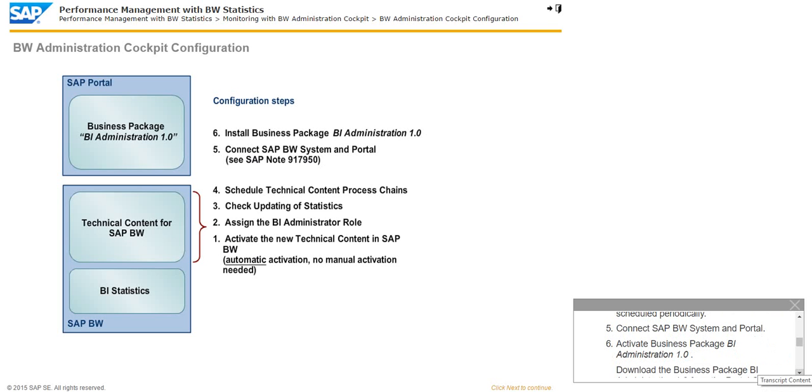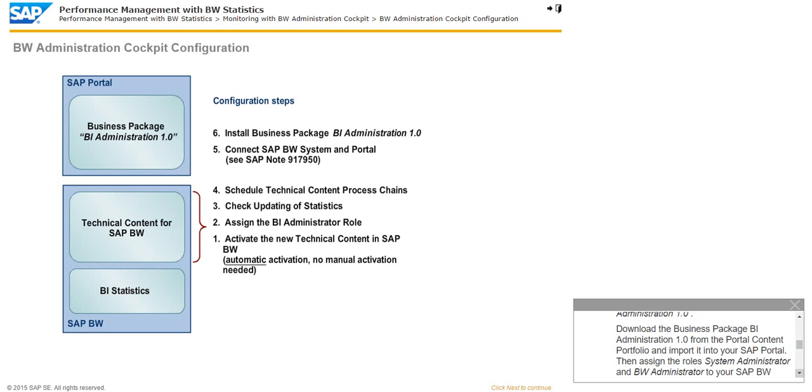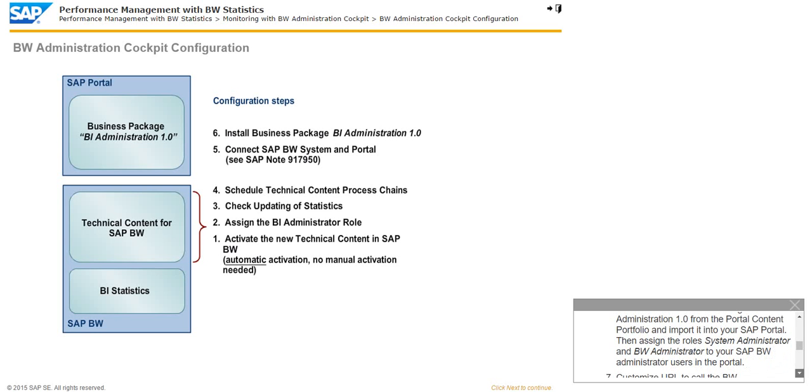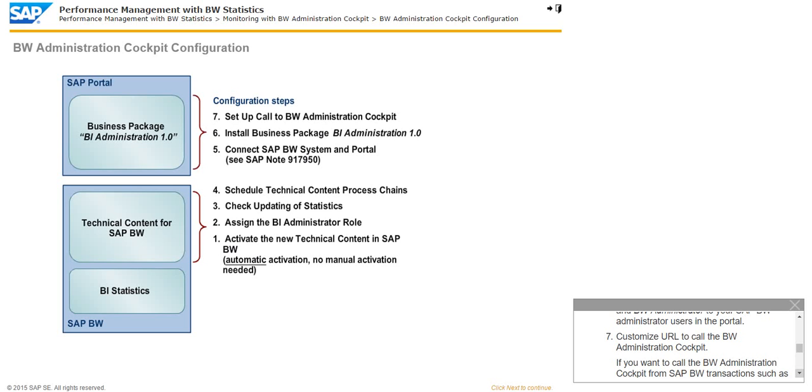Activate Business Package BI Administration 1.0. Download the Business Package BI Administration 1.0 from the portal content portfolio and import it into your SAP portal. Then, assign the roles System Administrator and BW Administrator to your SAP BW Administrator users in the portal. Customize URL to call the BW Administration Cockpit.